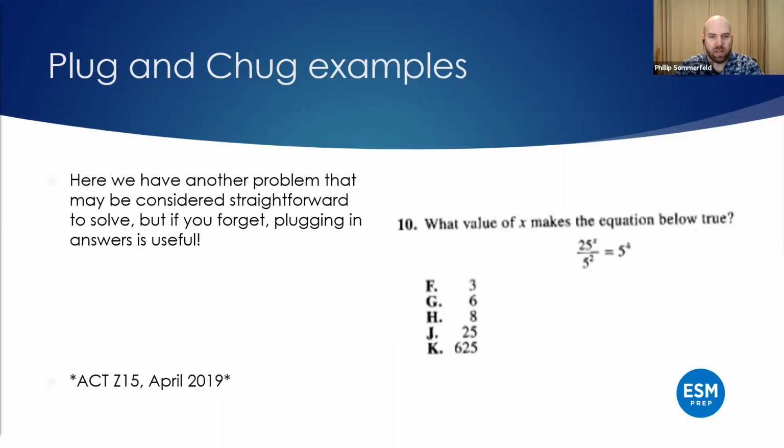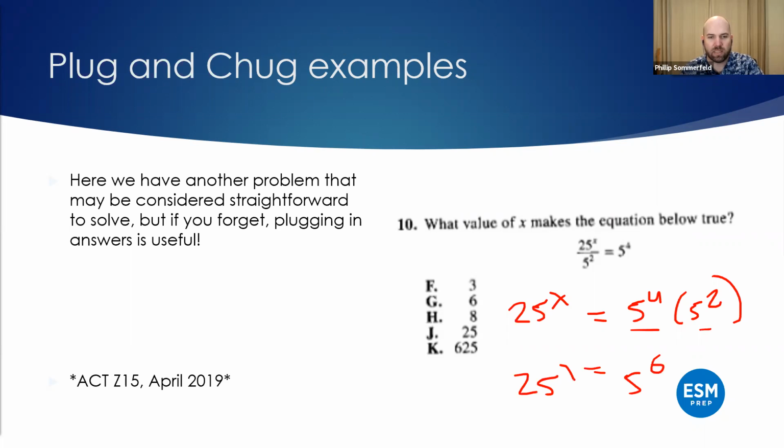Again, we'll just do the algebraic way. So what I'm going to do is multiply both sides by 5 squared. And as we alluded to in the previous problem, if we know that these are the same base, we can use our rules of exponents and add the exponents. So this is 5 to the power of 6. And then the next thing I'm going to do is recognize that this can be written as 5 squared. And so I have 5 to the power of 6.